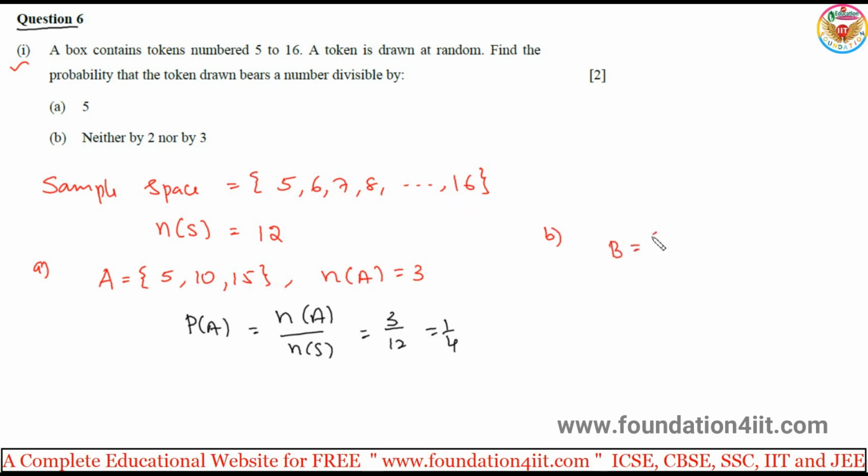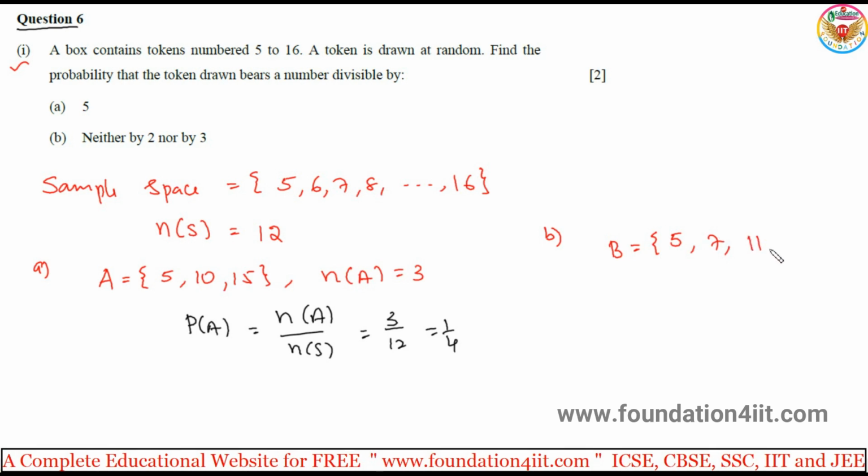If you take the B event, it's not divisible by 2 nor by 3. Okay, 5, it's not divisible by 2 and 3. Next 6 is divisible by 3, so it is not taken. Next 7; 8 is divisible by 2, right? 9 is divisible by 3, and so on. So 11 it is, again 13. Only these 4 numbers, because 14 is divisible by 2, 15 is divisible by 3.